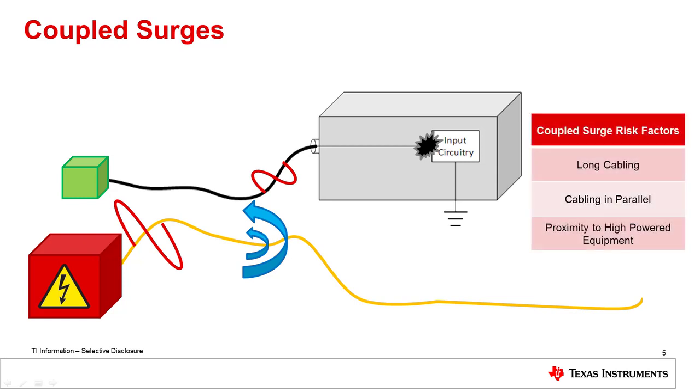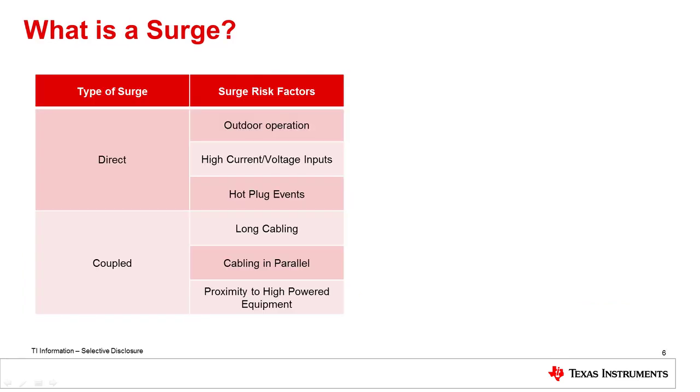Induced surges are more common for equipment with long cabling that will run in parallel with other cables, or proximity to high-powered equipment that will originate surges. While designing any electrical system, evaluate based on these risk factors to decide if the system is at risk of seeing surge events. If there is a risk, take the time to dig deeper and design an effective protection method.